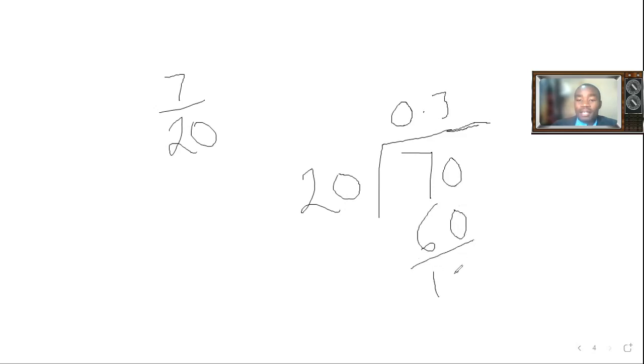Then what is the remainder? The remainder is 10. To continue dividing, you add a 0. If that 0 hasn't worked, you add another 0 here. Now, after adding this 0, 20 can go into 100 5 times, so you put 5.